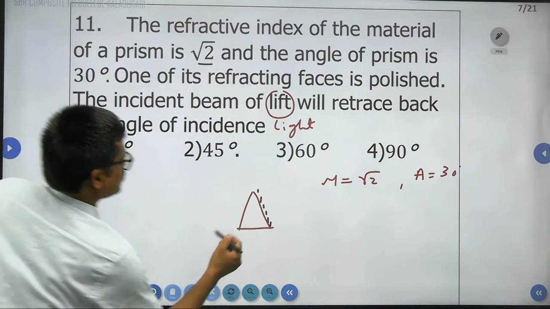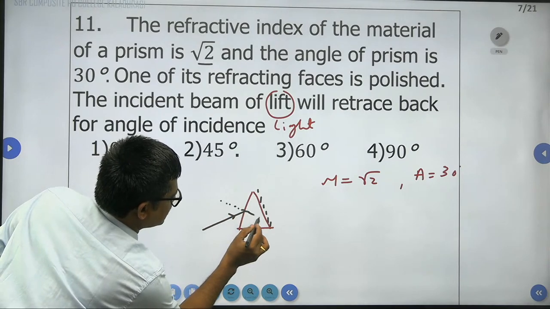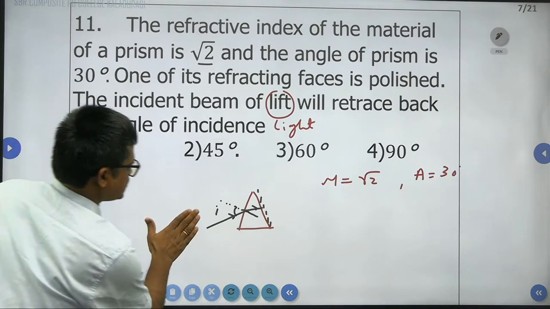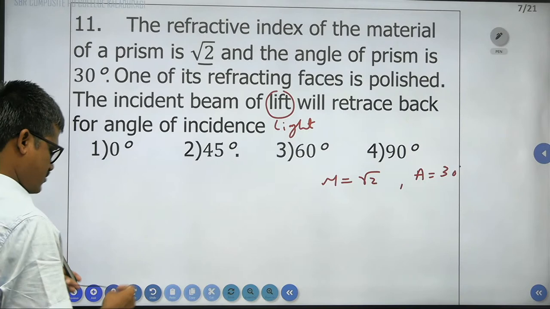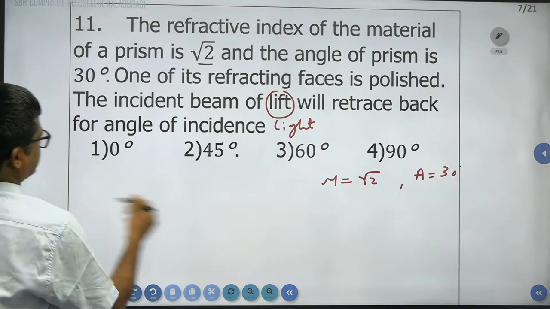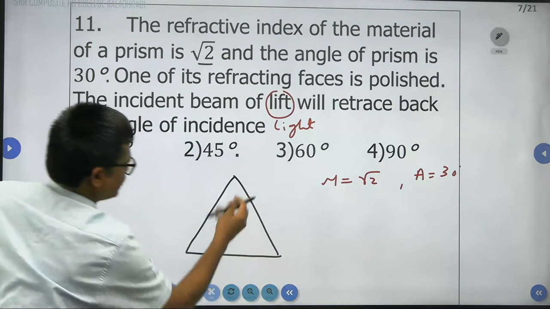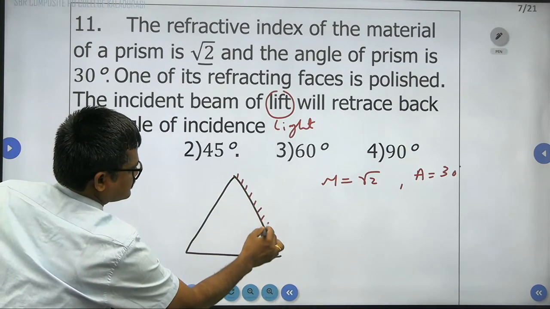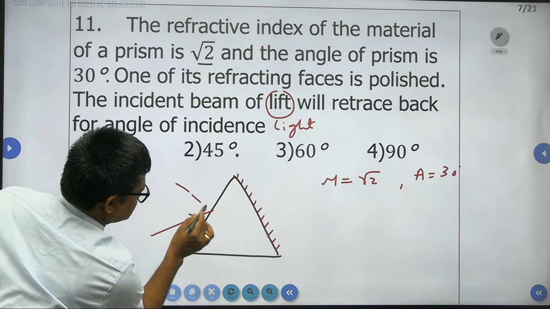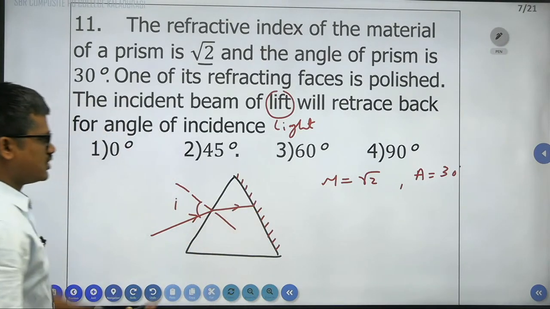Now see here. This is the ray. Some angle of incidence, let me take, this is the angle of incidence. The ray will go here. Let me draw a bit bigger. So what should be the angle of incidence for which the light ray will retrace, they are asking. Now this is the prism. One surface here is polished. So the ray will come here. This is the angle of incidence. After refraction, the ray will go. They told here, it is retracing.